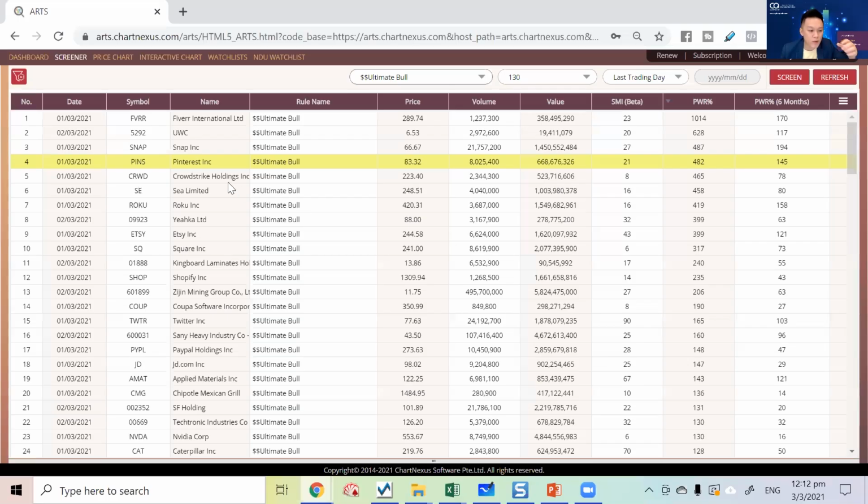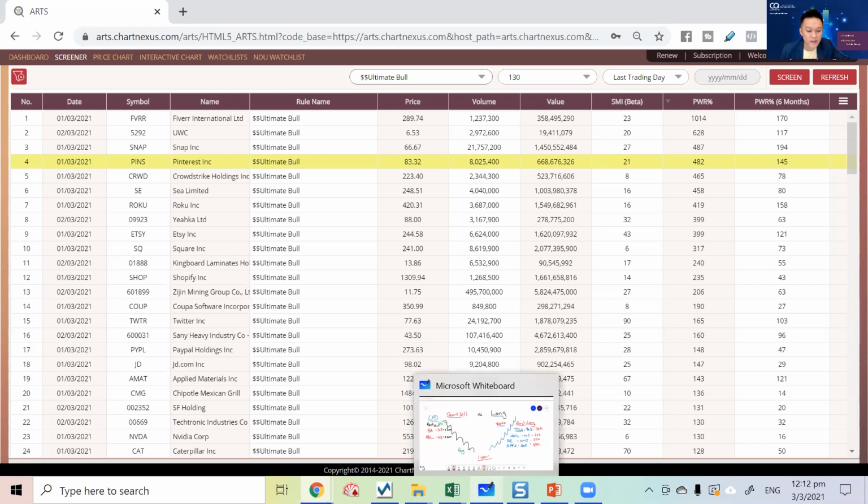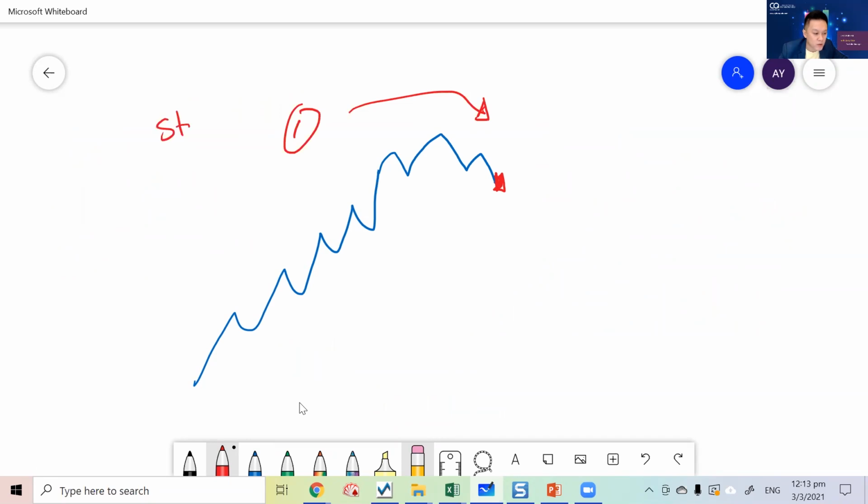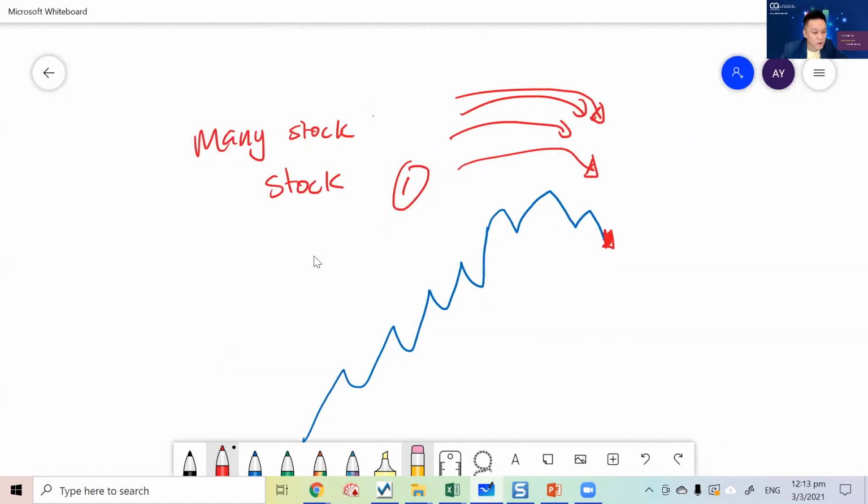So basically, what I want to share with you here is this: how do we identify a correction? In my system, I designed it such that if the stock is good, meaning the stock price is moving up, it will look blue. If the stock is not good, it will turn red. If one stock turns red, maybe it's just that stock. But if many stocks turn red, and all these are many quality companies.